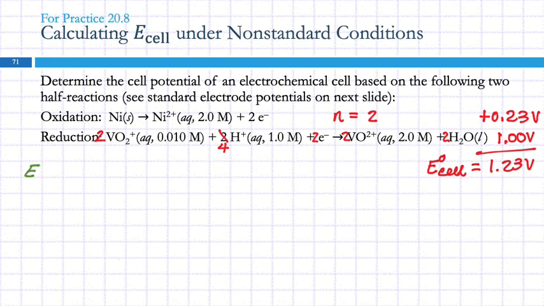So the cell potential is equal to the standard cell potential minus 0.0592 volts over N base 10 log of Q. Did I do that right? Yes.